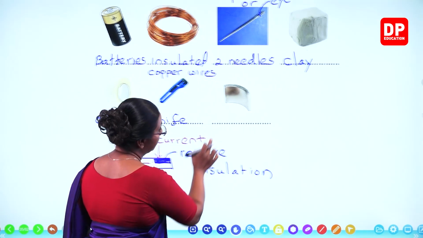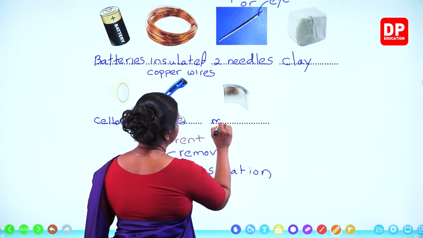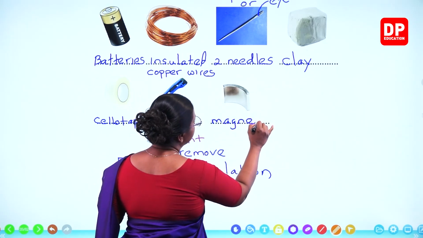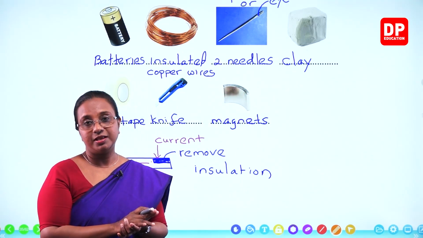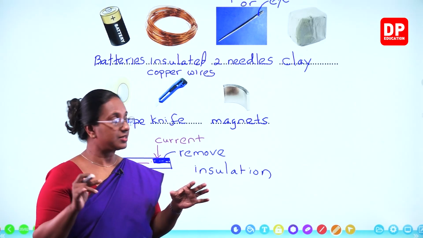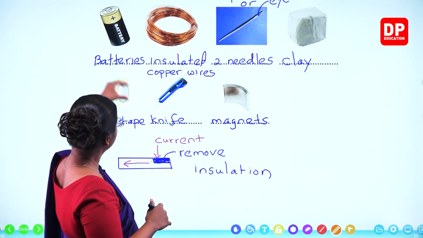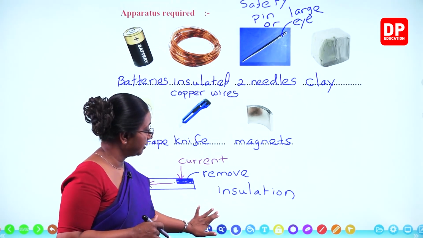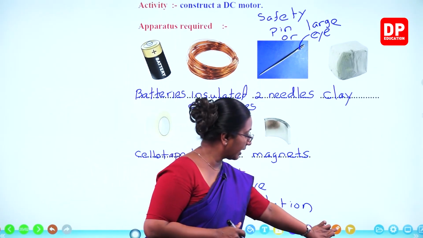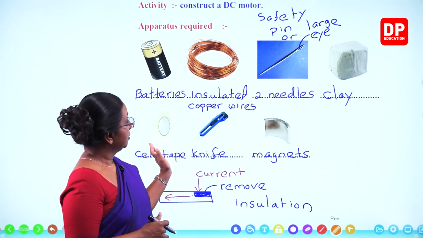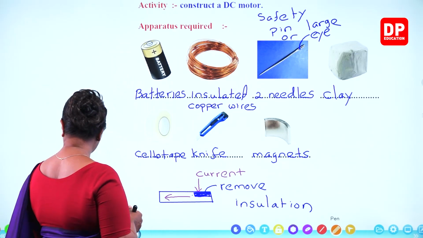Then we need magnets. Curved magnets, so that you can keep it on top of the battery. Even if it is flat bar magnets, that's okay, but the curved one would be the ideal one, so that you can place it on top of the batteries. So these are the materials that are needed for the activity. I will explain the steps of the activity using the diagram in the next slide.